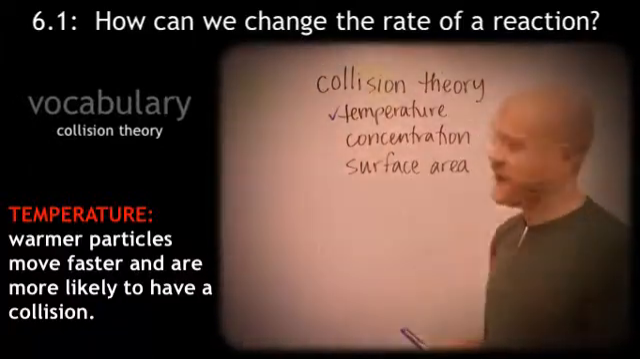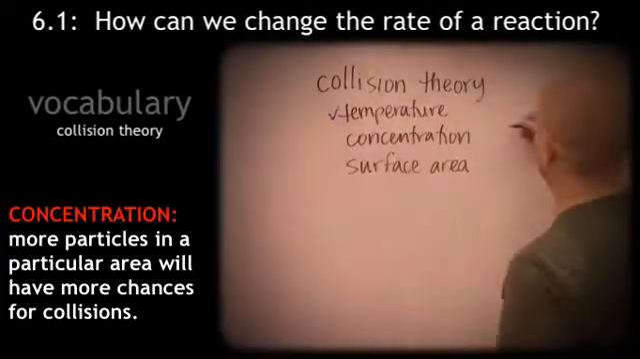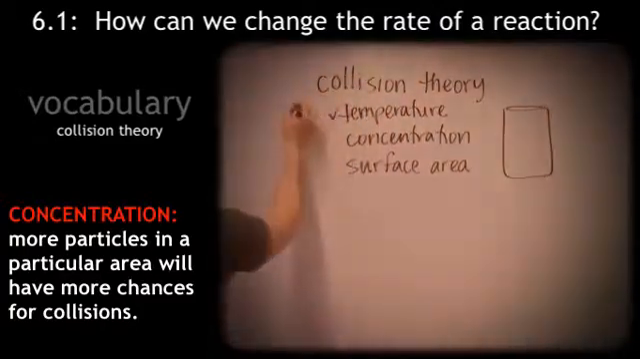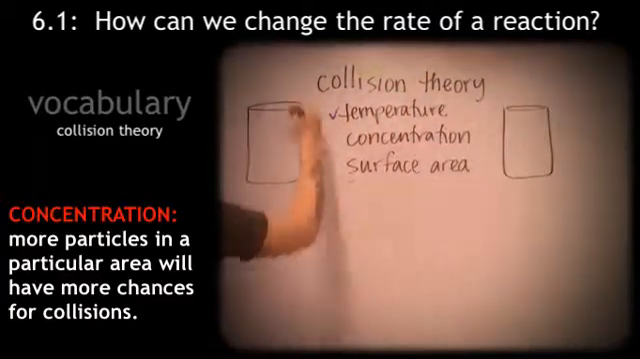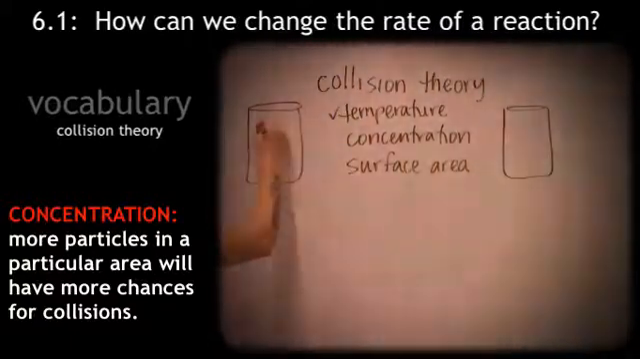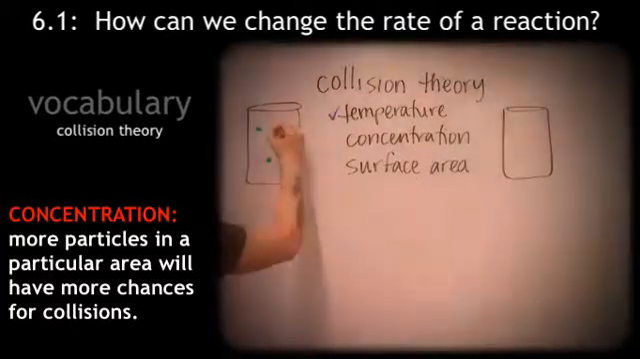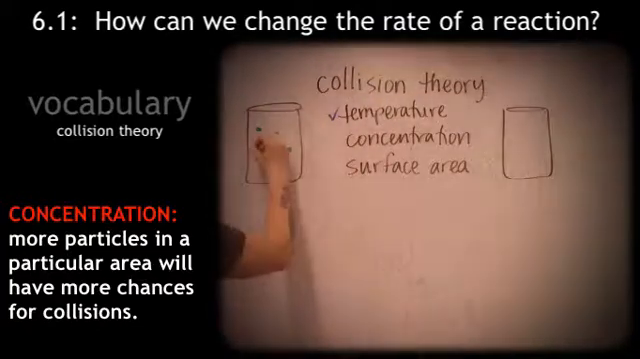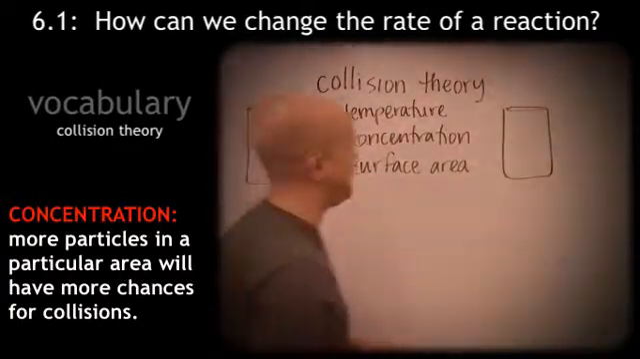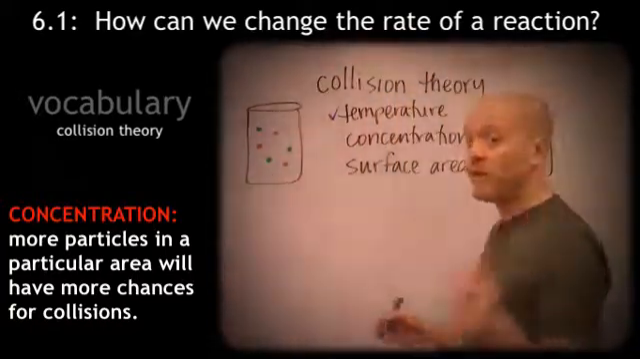Now, if we increase the concentration, let's just give an example right here. So we have a beaker, and we have another beaker. Now we're going to have two different particles. We're going to have green, and we're going to have red. Now with these particles moving around, eventually they would come into contact with each other. But if we increase the concentration, we're going to increase the likelihood that there will be more collisions.